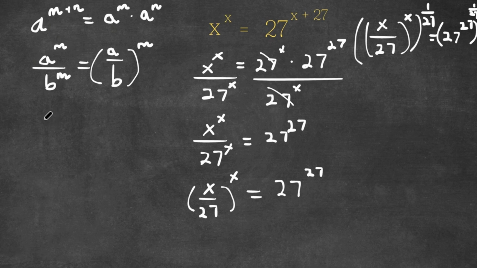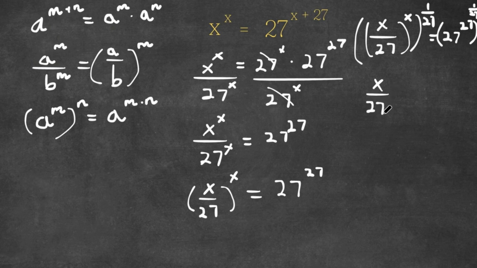Now, our third property here is if we have something in the form a to the power of m to the power of n, this is equal to a to the power of m times n. So I'm actually going to use this property for both of these terms here. x over 27 to the power of x to the power of 1 over 27, I'm actually going to multiply x with 1 over 27. So this is going to be x over 27 to the power of x over 27.